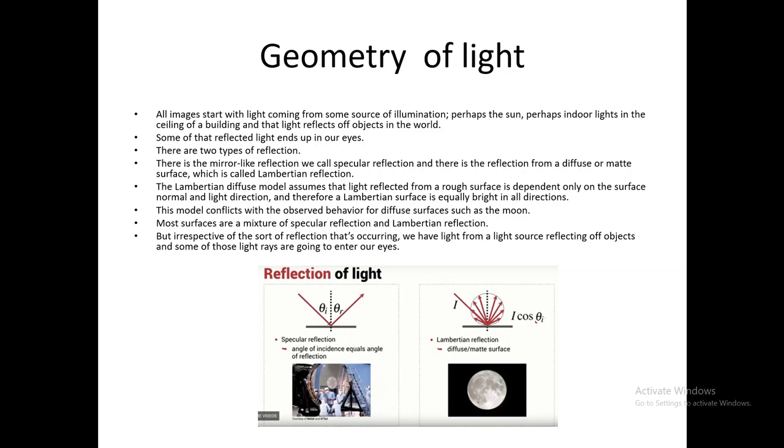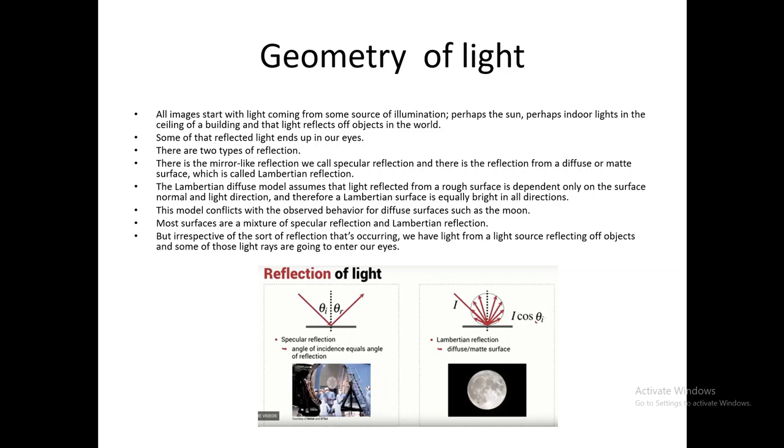The Lambertian diffuse model assumes that the light reflected from a rough surface depends only on the angle between the surface normal and the light direction, and therefore a Lambertian surface is equally bright in all directions. We can see on the right side of the figure that the reflected light intensity depends on cos theta I, where theta I is the angle of incidence. This model conflicts with the observed behavior of diffuse surfaces such as the moon, as we can see here in the figure. Most surfaces are a mixture of specular and Lambertian reflection.